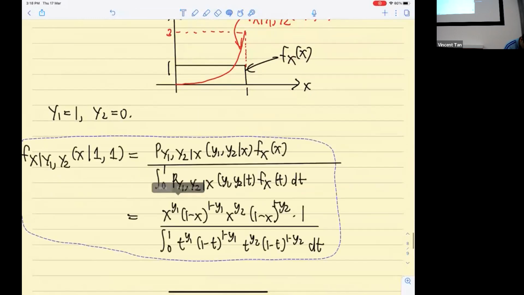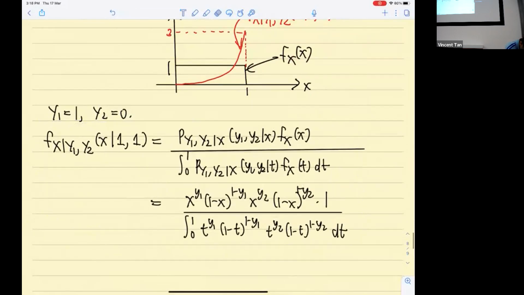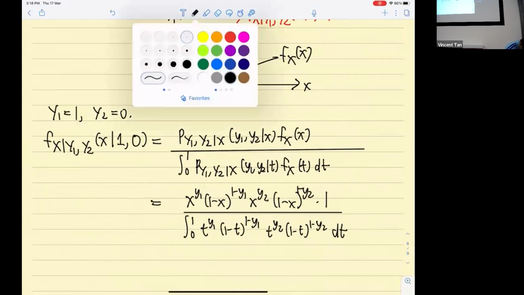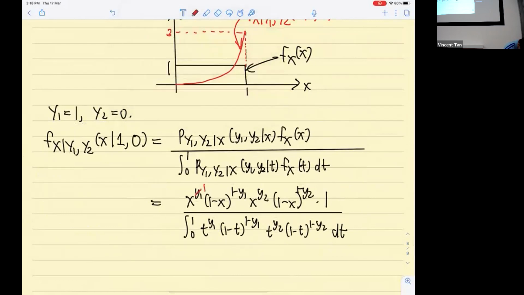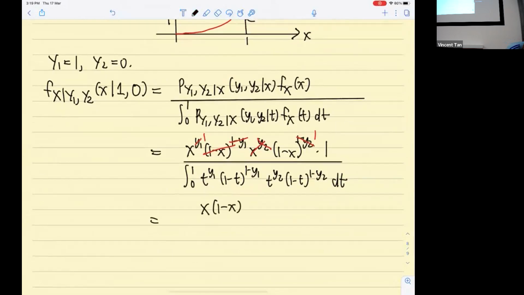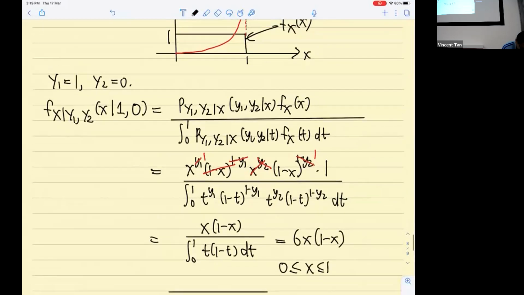In this case here, we can run Bayes' rule in the same way, but now y2 is equal to 0. So what do we set here? This is equal to 1. This is gone. This is gone. And this is equal to 1. And so what we are left with is basically x(1 minus x) divided by the integral from 0 to 1 of t(1 minus t) dt. And if you carry this out, I'm not going to do this integration. You get 6x(1 minus x), where x ranges from 0 to 1.